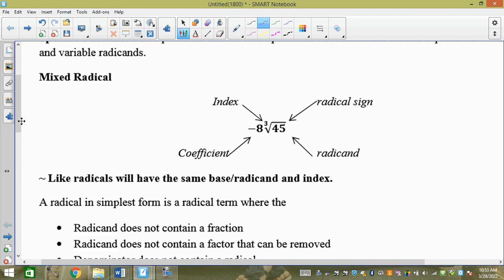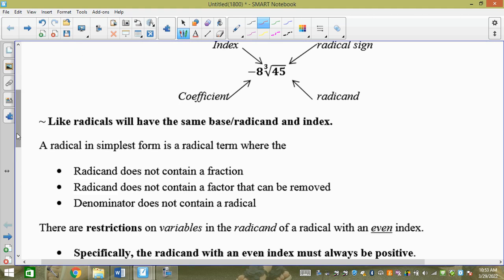It's a 2 because it's a square root, right? We don't have to write the 2. It's the radicand, the number underneath the radical, and then the radical sign. Like radicals, we have to have the same base, radicand, and index.